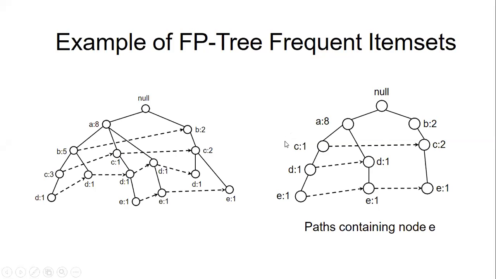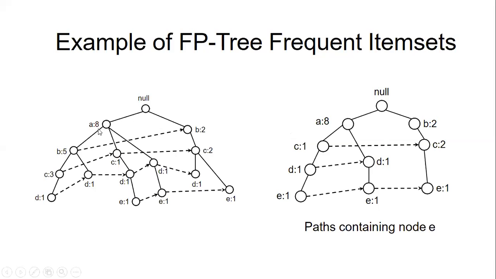So to generate the frequent item set, here in the FP growth algorithm, a bottom up approach is used. You remember this is the FP tree. Bottom up approach means from the bottom node to the top node.